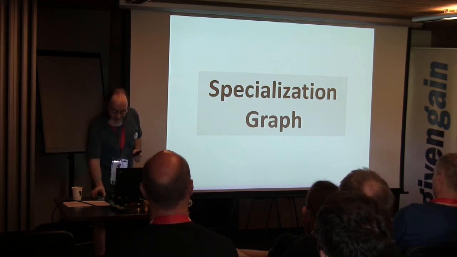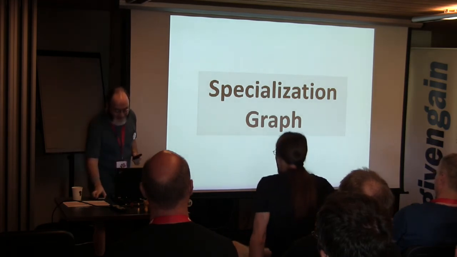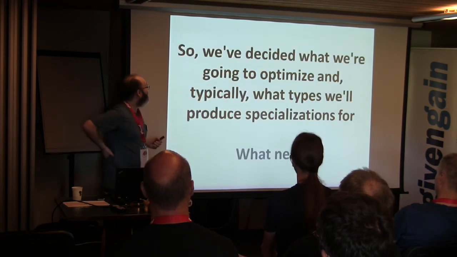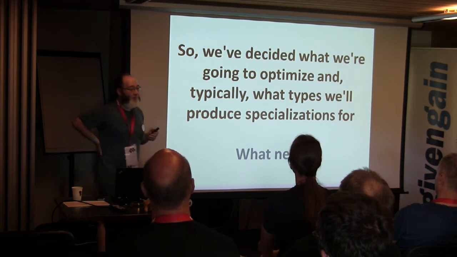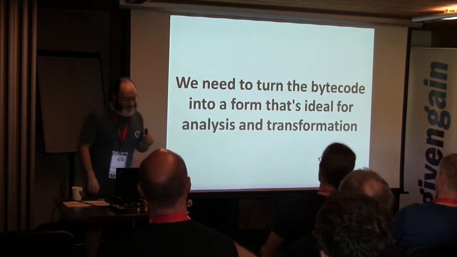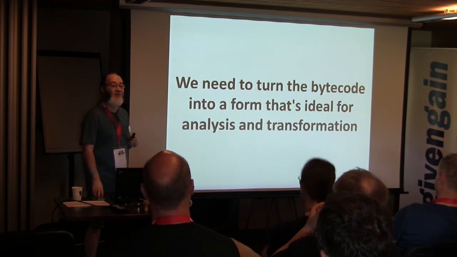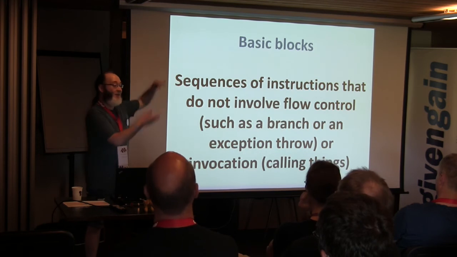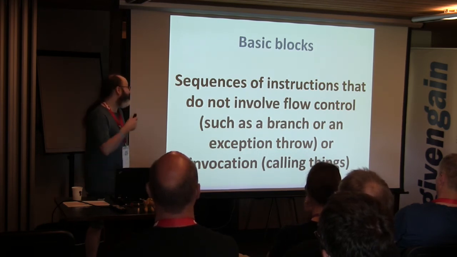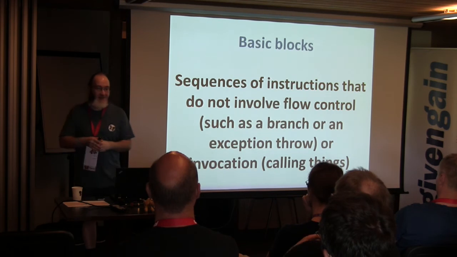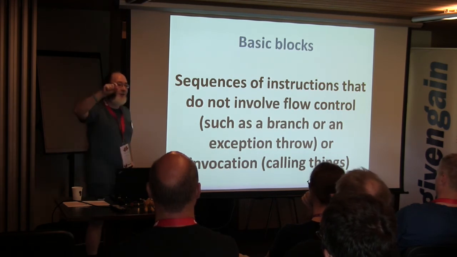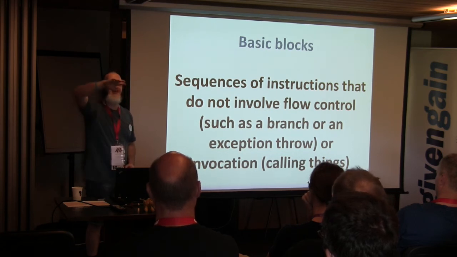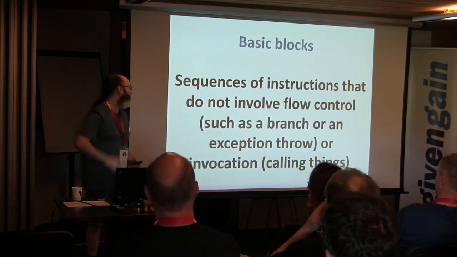So it's time to do some optimization, and let's take a look at how we might do that. What we need is a representation of the program that is ideal for doing analysis and transformation. The first thing we do is take the instructions and split them into basic blocks. A basic block is a sequence of instructions that we are going to run through, and there's not going to be any flow control inside of it. We're not going to go to some other place, we're not going to do a branch.